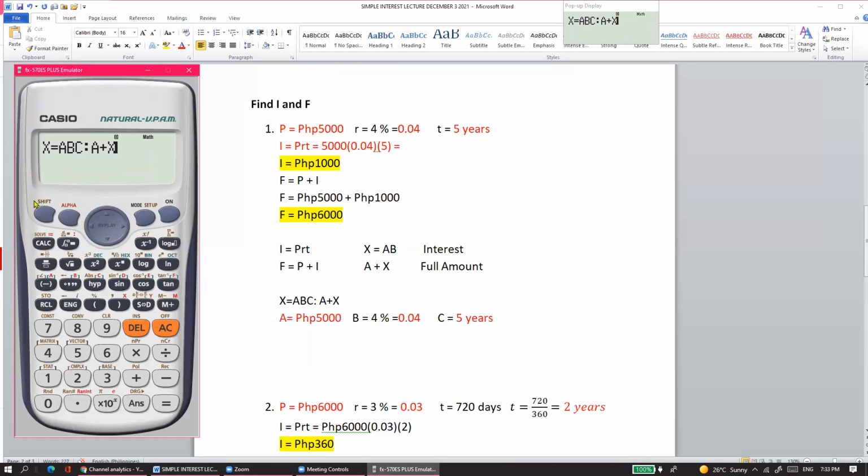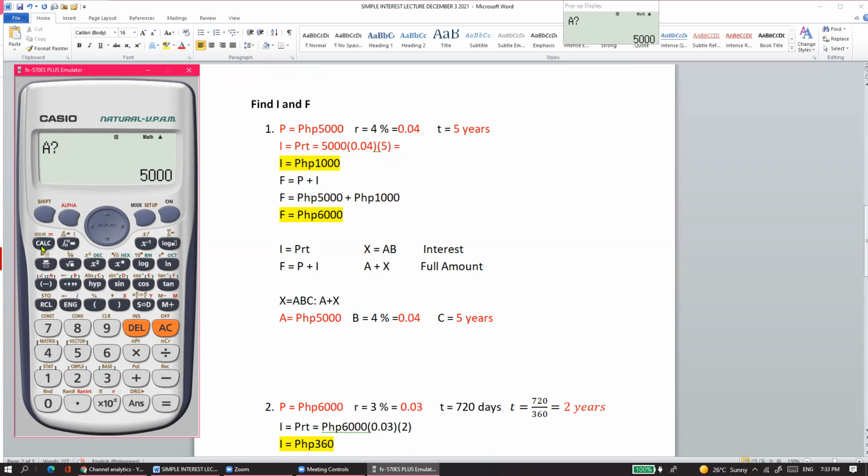Kapag na-type na yan, anak, ang pipindutin mo lang, calc. So, pinindot ko yung calc, nagtanong ang calculator, ano daw ang value ng A. So, ang value ng A sa problem number 1 is 5,000. So, I press 5,000. After typing 5,000, I'll press equal. Ba't ang bilis? Replay ko nga. O sige, yung C. C is 5. So, again, I'll press equal. Ulitin ko siya, anak, no? Nag-lag ang calcu ko.